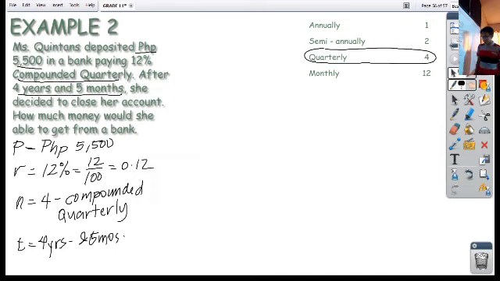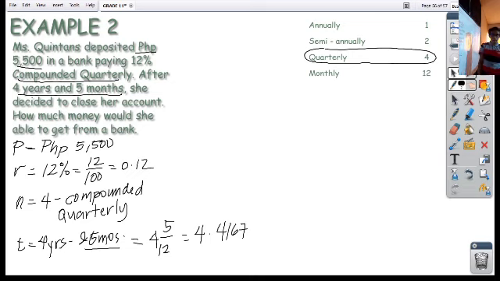Now, as you can see, class, the 5 months, you need to convert it into years. I always tell you that the unit of time is always years. So, since the 4 years cannot be converted anymore, you just write it as 4. Then the 5 months, you write it as 5/12, like in simple interest. Now, for the fraction 5/12, you divide 5 by 12. So, that is 0.4167.